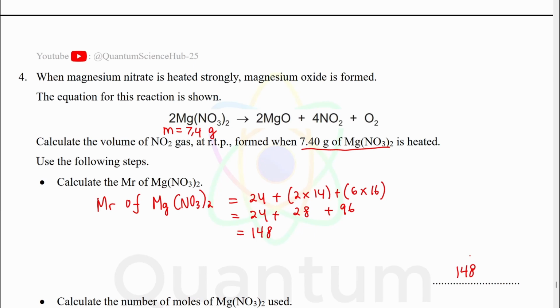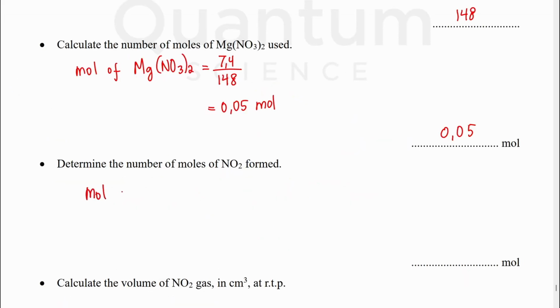Okay, Mg(NO3)2 is the reference, and we want to find the number of moles of NO2. Since this is the reference, I'm using the concept of jumping mole. So the mole here is for 2 molecules. So how many molecules for NO2? 4 out of 2 times the number of moles of the reference, right? So mole of NO2 equals to 4 out of 2 times 0.05 mole equals to 0.1 mole. So the answer here is 0.1.